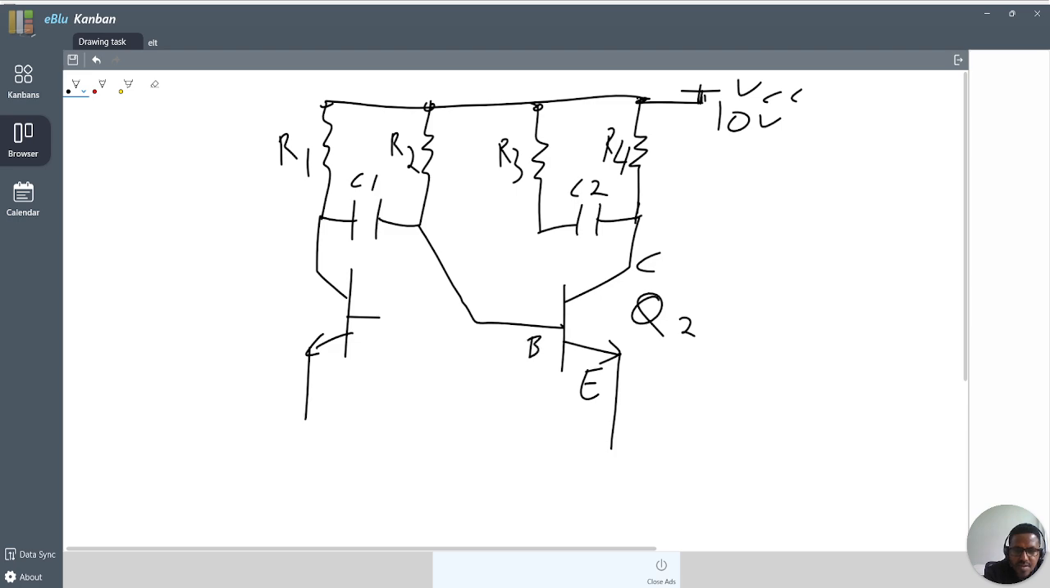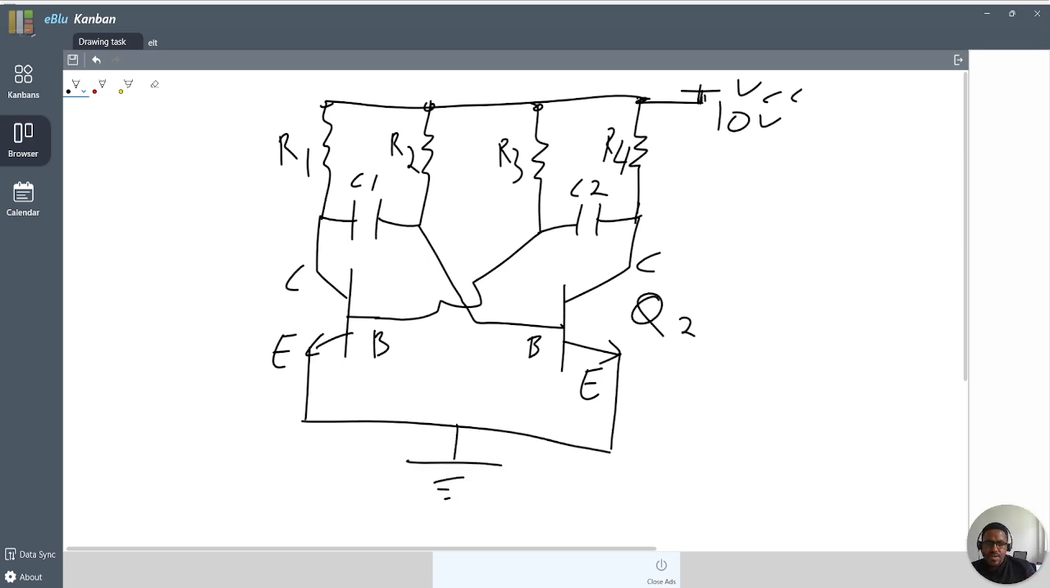This is base, and again from this one: base, collector, emitter, and the emitter becomes the ground. This is an astable multivibrator.